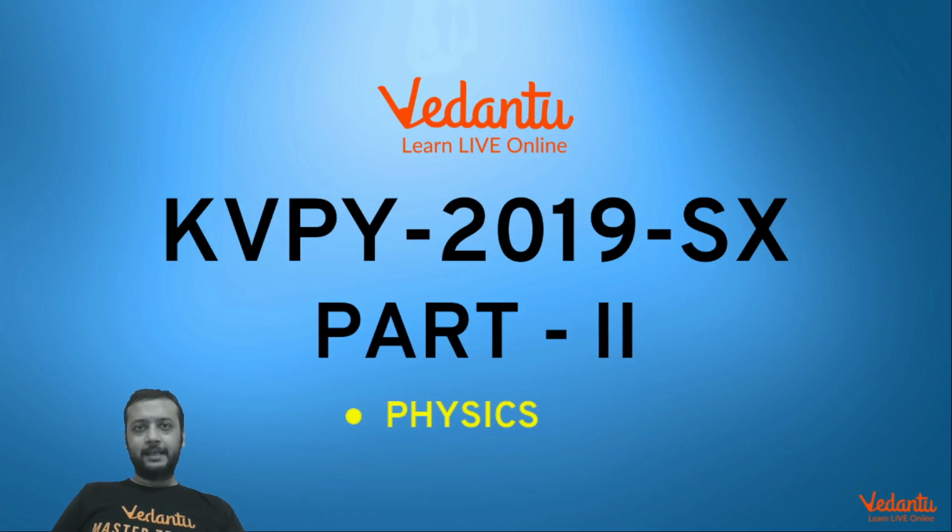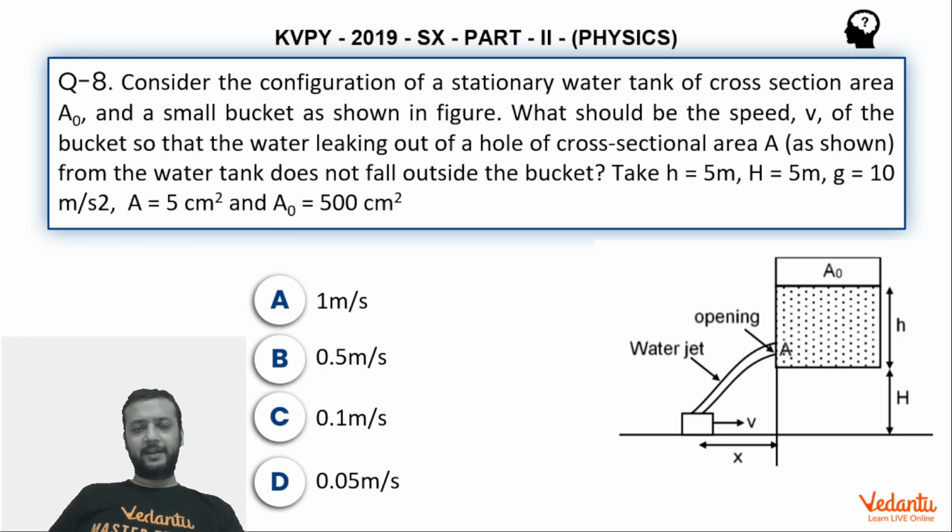Hi dear students, let's see this question that came in KVPY 2019 SX part 2 physics paper. Okay, so basically, let's see what's happening over here first. So here is a tank. They have shown a closed tank, but actually we'll have to assume an open tank.